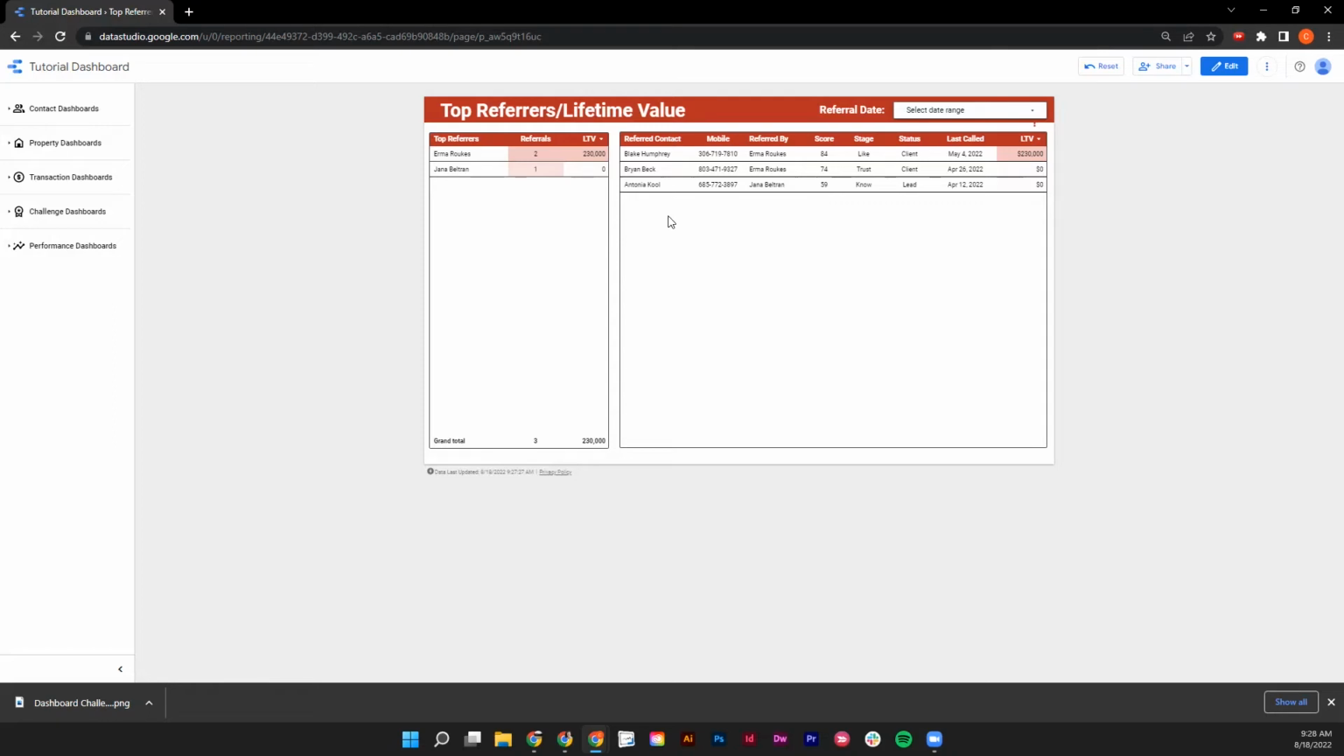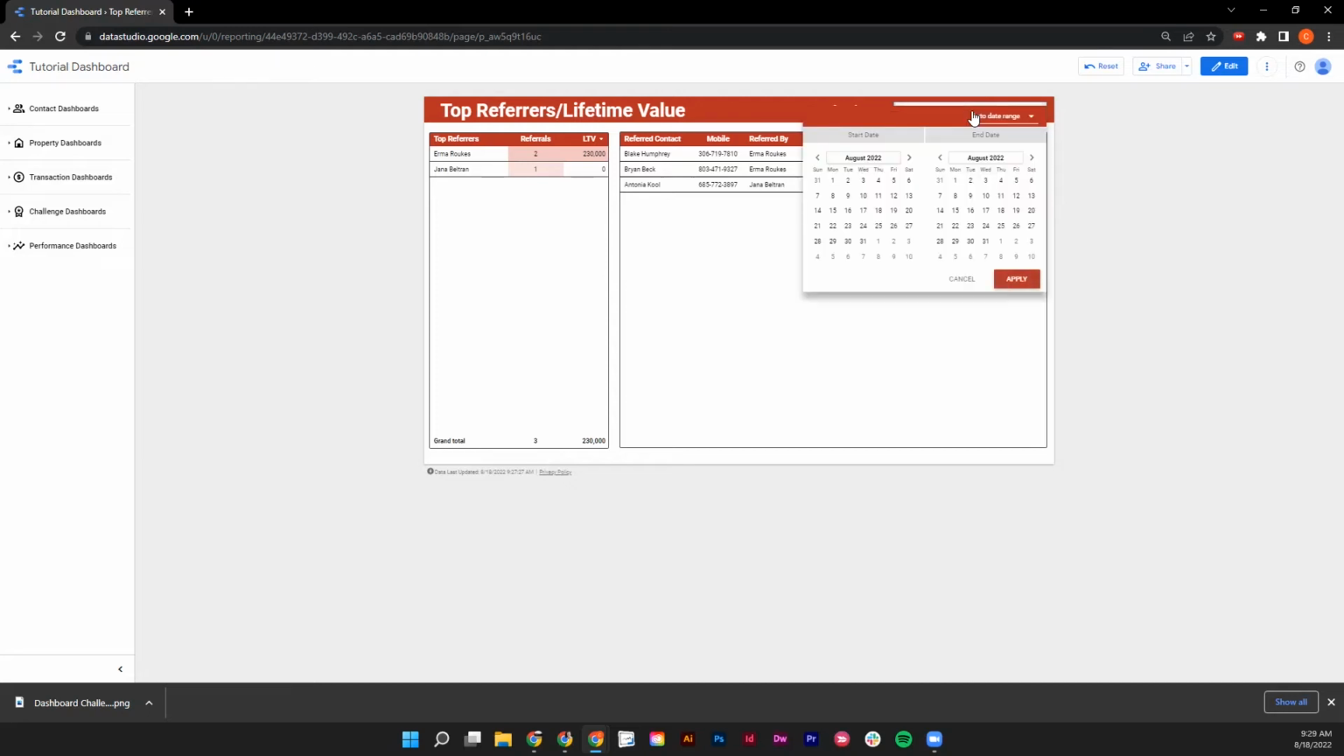You're also going to notice on the top right-hand side, you can select a date range if you would like to filter and sort down by any given date period to ensure that you're better understanding how all of these relationships are helping you build those relationships, capitalize on all of those lifetime values, and really celebrate the people who are bringing in the most business for you.